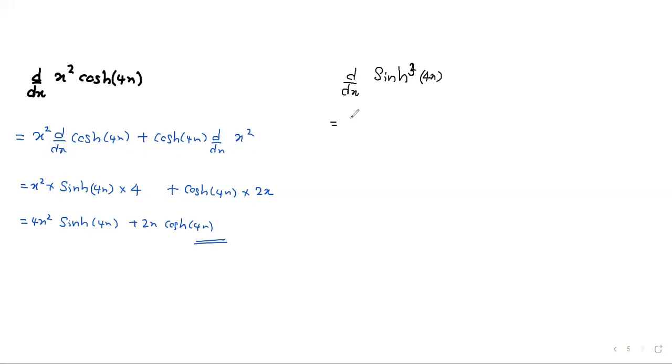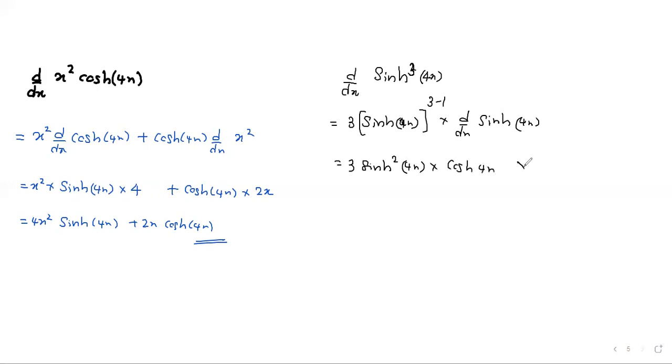Then we differentiate: the power 3 times sin 4x to the power 3 minus 1, into now you need to differentiate the term sin 4x. So it turns out to be 3 sin squared 4x times the differentiation of sin 4x, which is cos 4x, into the differentiation of 4x, which is 4. The final answer is 12 sin squared 4x cos 4x. Okay, that's how it comes.